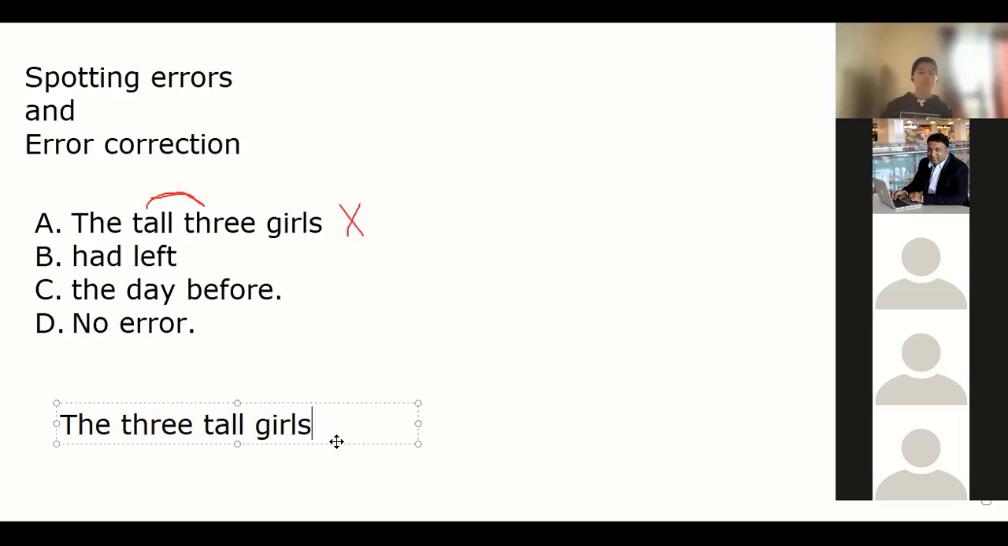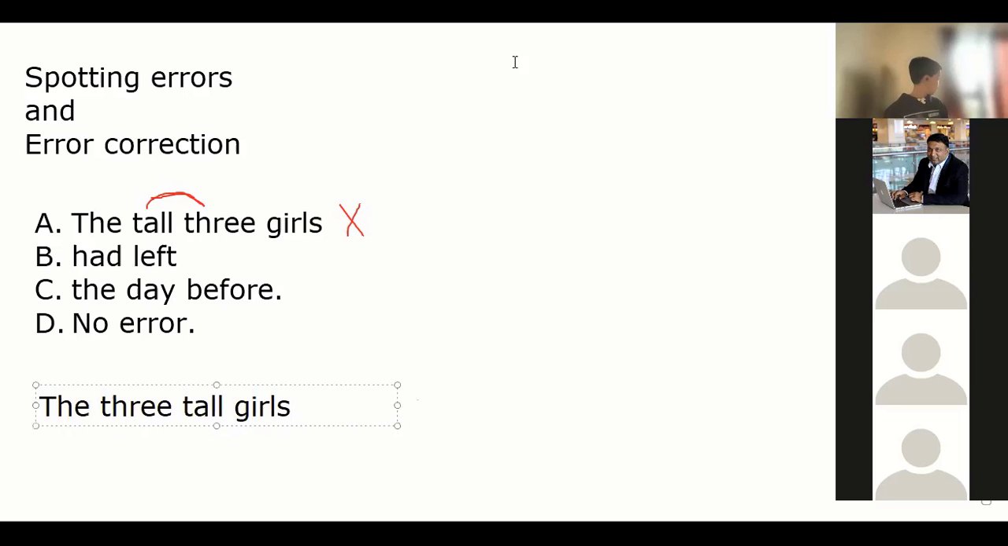Any question, anyone? Very simple. We already learned this kind of things. Move on. Let's make it a little more difficult. Let's make it more difficult this time.